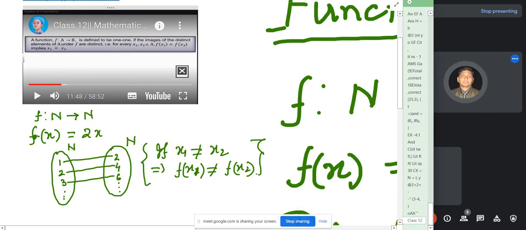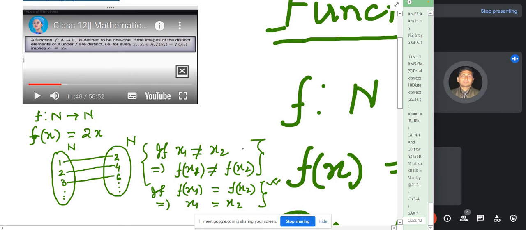Either this you can tell, in other language you can tell, if f(x1) equals f(x2), then x1 should be equal to x2. Any one definition we can use. If you prove it is 1-1 or not, then we'll use second one. And if you want to check, suppose it is not 1-1 function or injective function, then we'll take example.